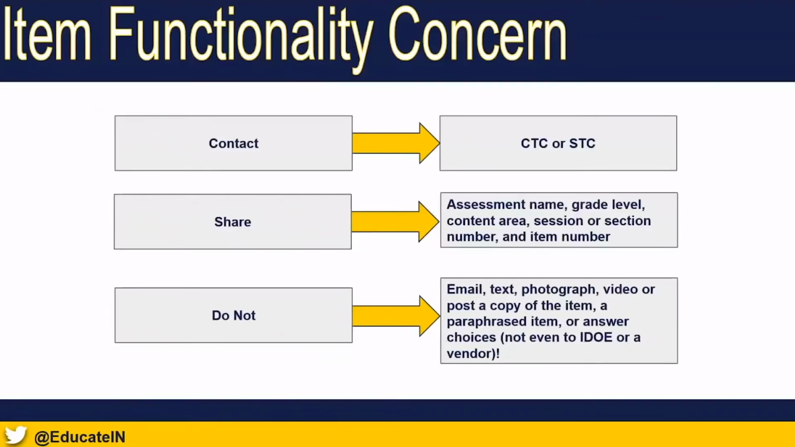If a concern arises regarding the functionality of a test item, contact your STC or CTC. During such communication, you should only refer to the item by sharing the assessment name, grade level, content area, section or segment number, and item number. Never email, text, photograph, video, or post a copy of the item, a paraphrased item, or answer choices, not even to IDOE or a vendor. The STC or CTC will then notify IDOE or the testing vendor if warranted based on the concern.